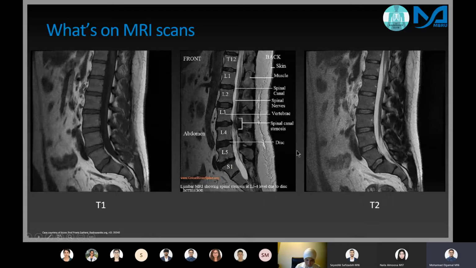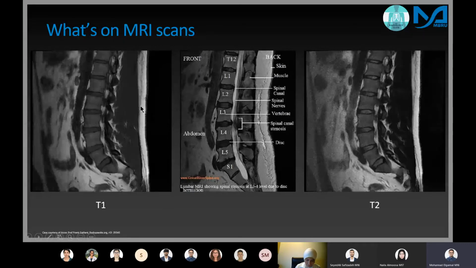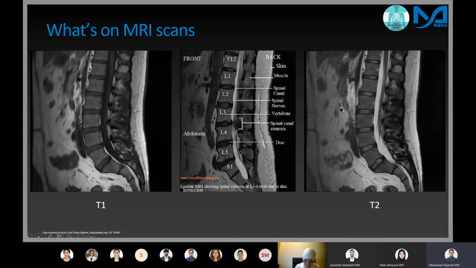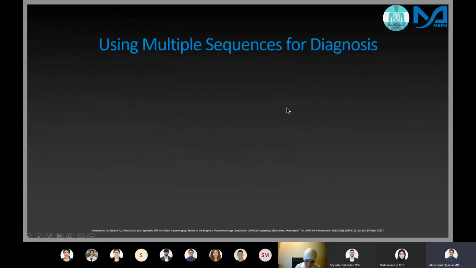So this can usually be picked up by either a T1 or a T2, but you can see how much easier it is to pick up on a T2. And other than that, you would look at all the other organs and structures. You can spot the ligaments and the muscles of the back. All the soft tissue is a lot clearer on an MRI than it is on, for example, a CT scan.